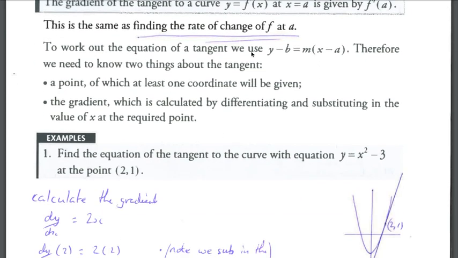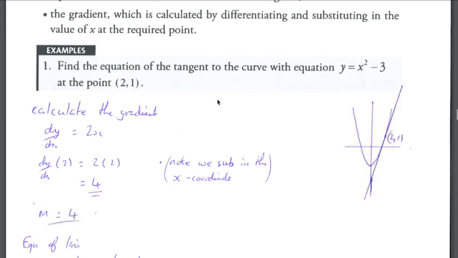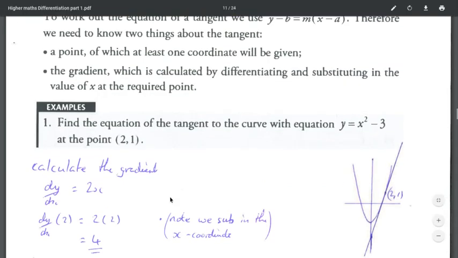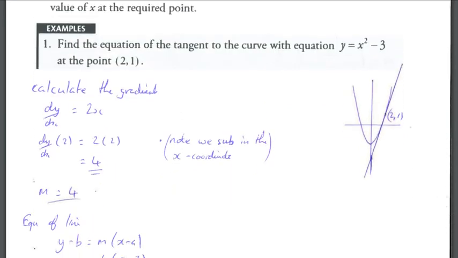And then I'll tell you what, we'll just go straight into the example, guys, because I cover all of these points as part of the example here. So example number 1, find the equation of the tangent to this curve at the point 2, 1. Right, first of all, we're going to draw what we're actually trying to do.